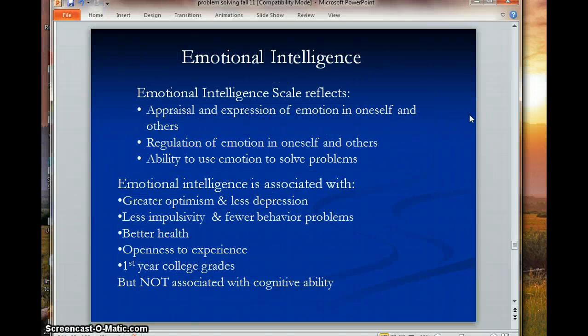Another aspect of intelligence that isn't assessed by classic intelligence tests but actually has a big factor in our overall life success is something known as emotional intelligence. So our ability to control our emotions, to control the emotions of other people, to regulate our behaviors and our impulses, this is emotional intelligence.